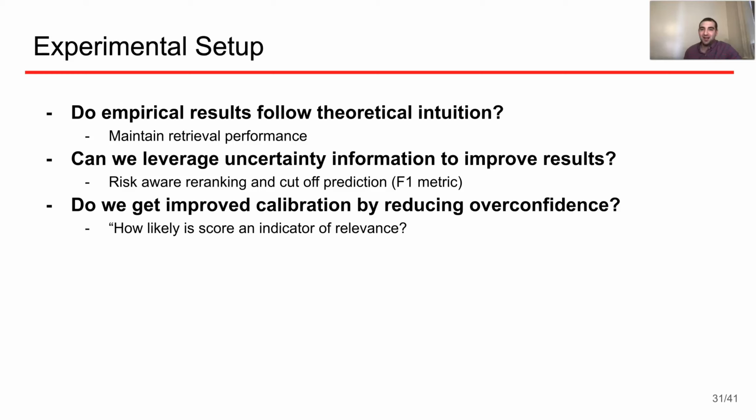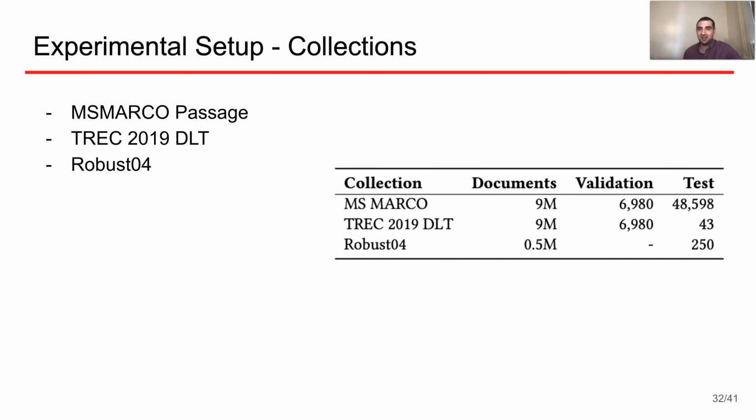And lastly, does incorporating uncertainty improve calibration? And this is the relation of document scores. If a document is very similar to another document relevance-wise, well, then the score should reflect that. We ask these questions over three collections: MS MARCO Passage, the TREC 2019 Deep Learning Track, and also Robust04.